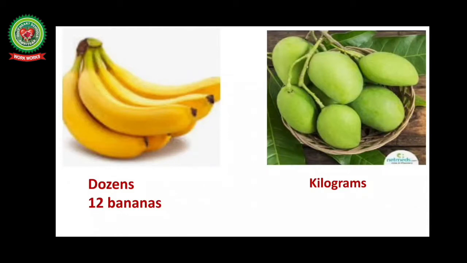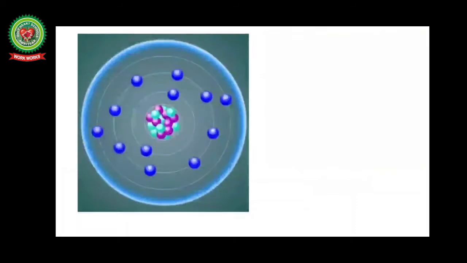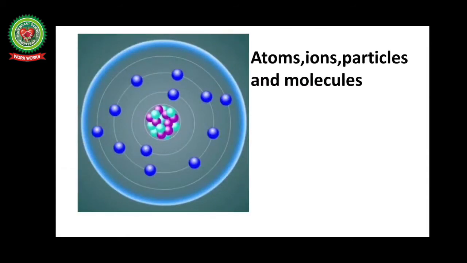So here in a dozen you are getting 12 bananas, so the number of bananas is 12. Similarly in a kg you are getting 7 to 8 mangoes, so the number of mangoes here is 8. Now you are told to calculate the atoms, ions, particles and molecules present in that banana.